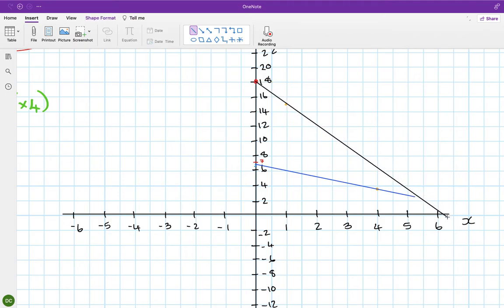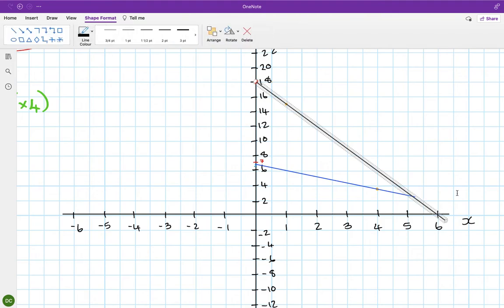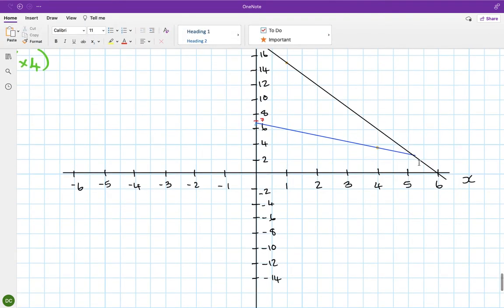So I might need to extend my blue line maybe. So I'm not even looking at where it's crossing the blue line. I'm concentrating on the yellow line. Oh, I am just about crossing. Cool. Okay. So here's my crossover.